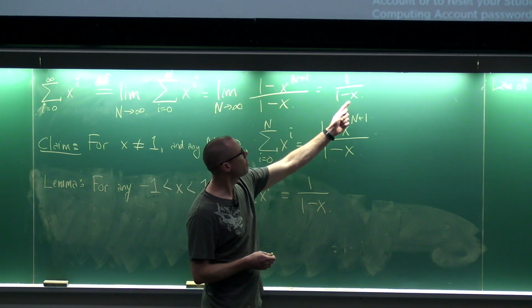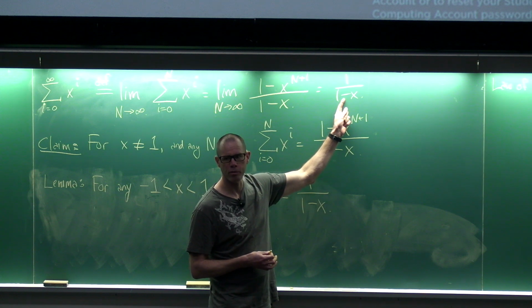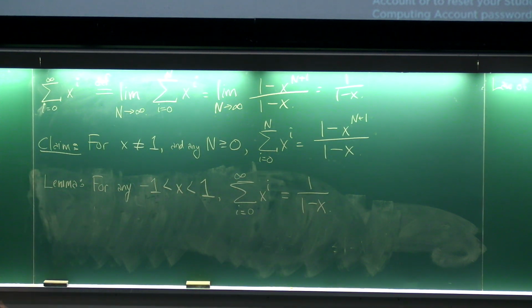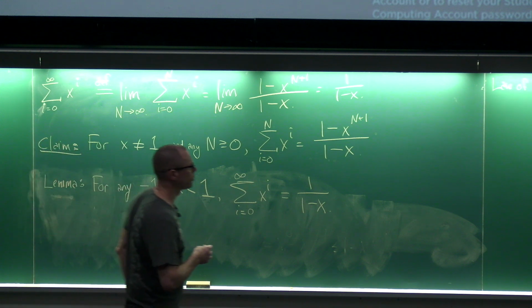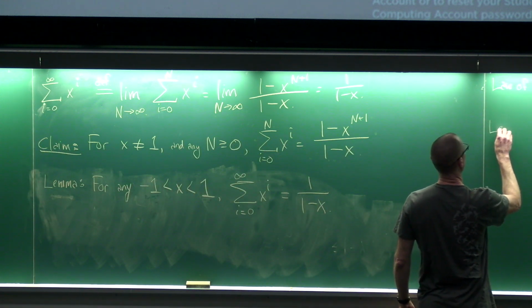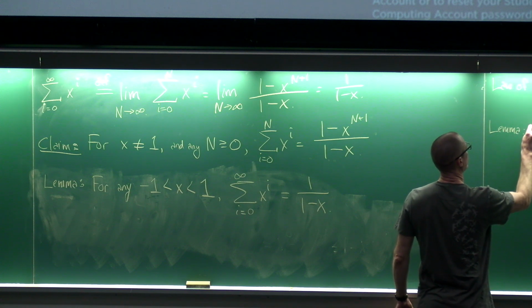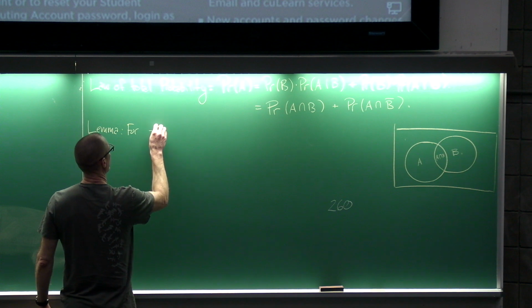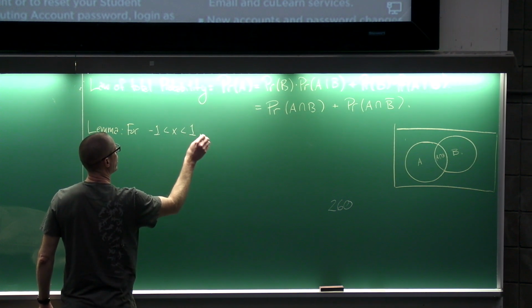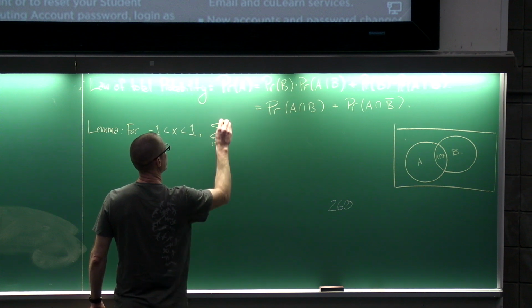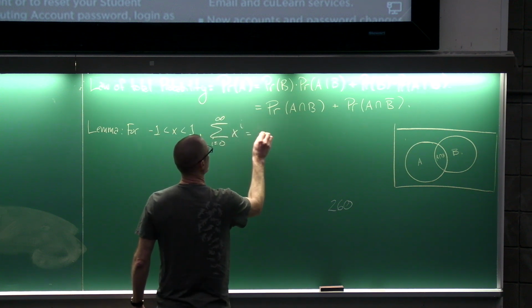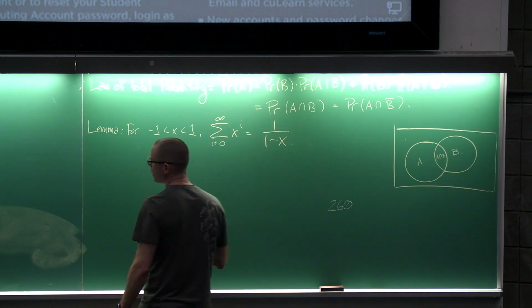So you don't get to make this step if the absolute value of x is bigger than 1. And even if the absolute value of x is equal to 1, you have problems. Okay. All right. Good. So let's remember that. Save it over here. For minus 1 less than x less than 1, the sum i equals 0 to infinity of x to the i is 1 over 1 minus x.